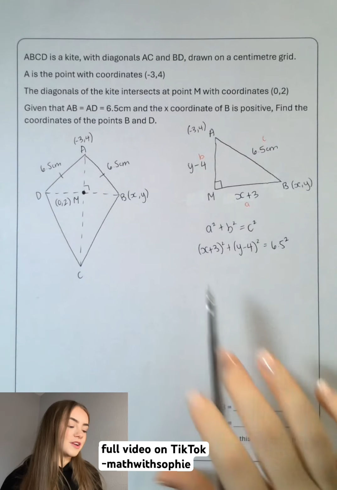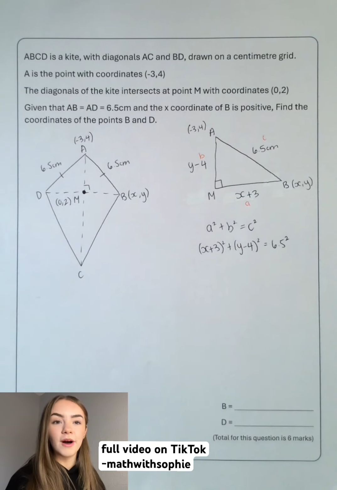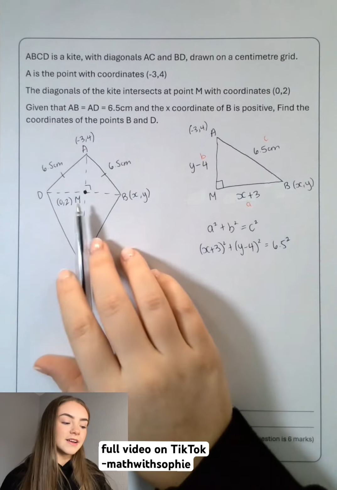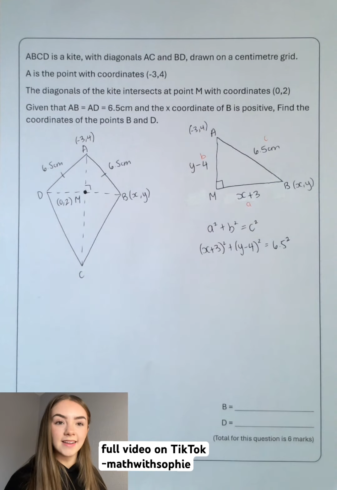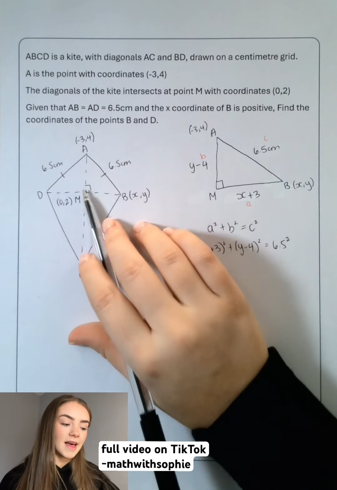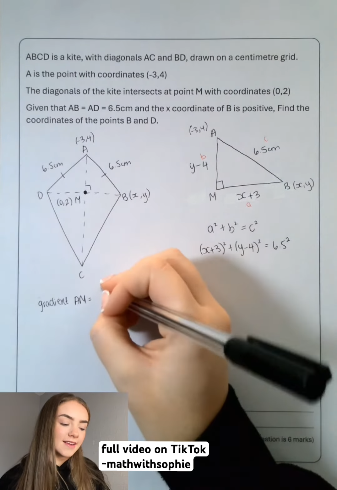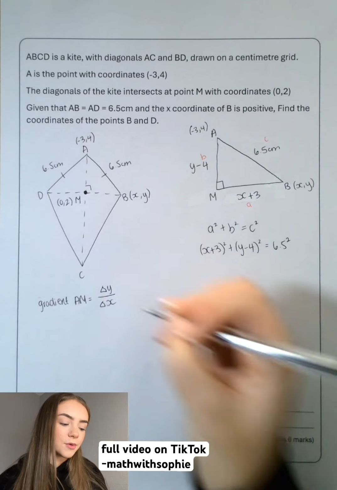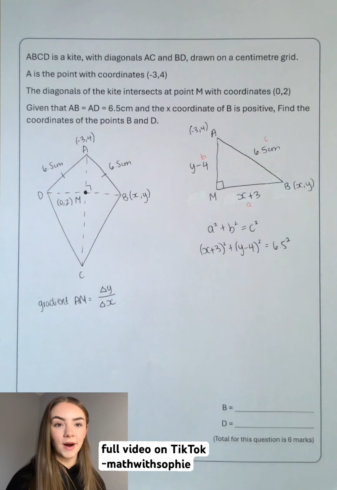Now we have an equation in terms of x and y, but we can't solve this unless it's all in terms of x or all in terms of y. So let's see if we can find another equation in terms of x and y. I mentioned before that these lines are perpendicular, which means the gradient of M to B will be the negative reciprocal of the gradient from A to M. To work out the gradient, this is the change in the y coordinates divided by the change in the x coordinates. Or you might also call this rise over run.